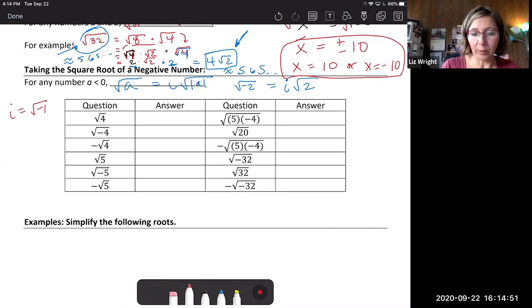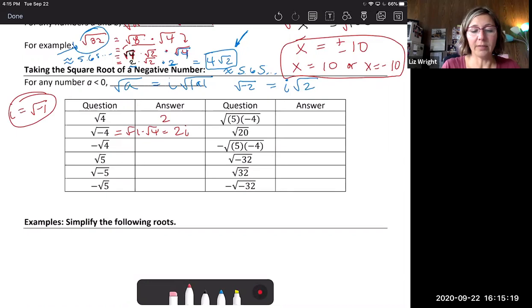All right, so here we go. We're going to look at this chart. The square root of 4 is going to be 2. The square root of negative 4, just think about what is the square root of 4? It's 2, but we also have a negative in there. So you can even think of it as the square root of negative 1 times the square root of 4. Well, the square root of negative 1, I already told you, is i. The square root of 4 is 2, so our answer is going to be 2i for that one.